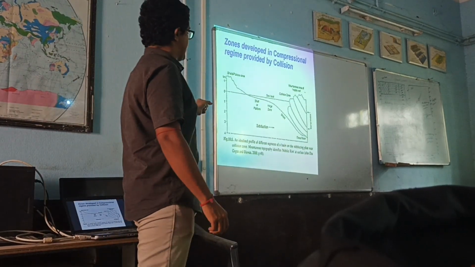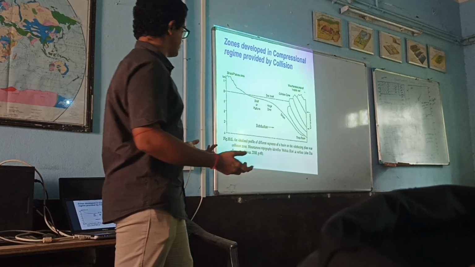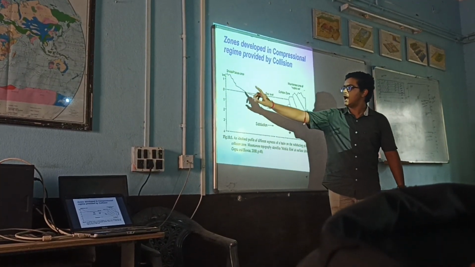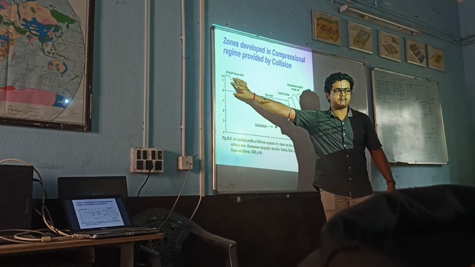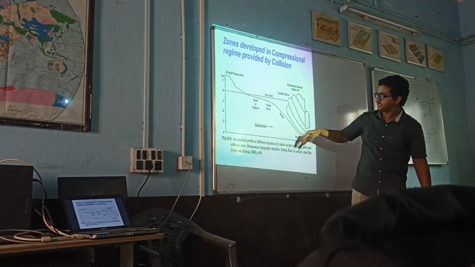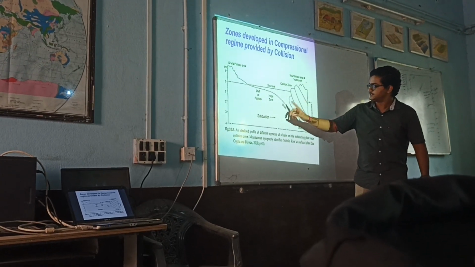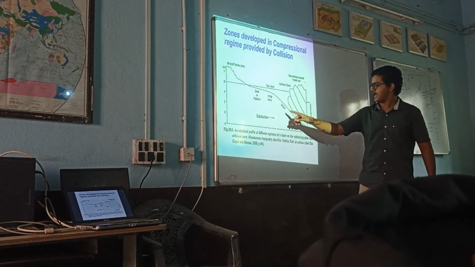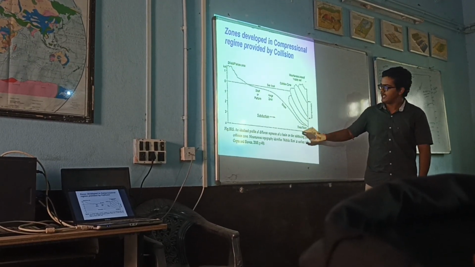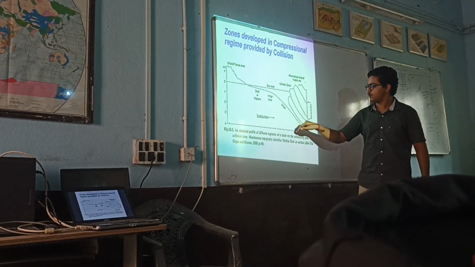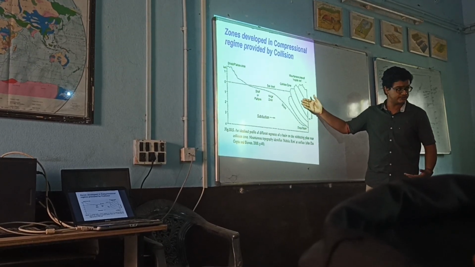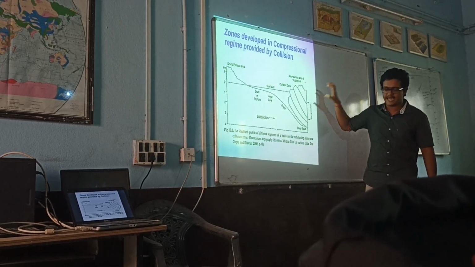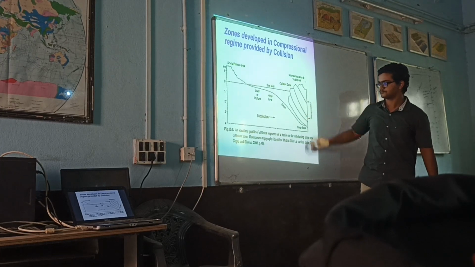In the compressional design provided by the collision, several zones were formed. This is the shelf zone which adjoined the terrestrial part of the subducting plate, and this is the slope region which extended off from the shelf region and went towards the deep basin. In the deep basin, the basin floor sank down under the overriding plate, and here is the mobile ring of mountainous areas which led to the formation of the Himalayas.